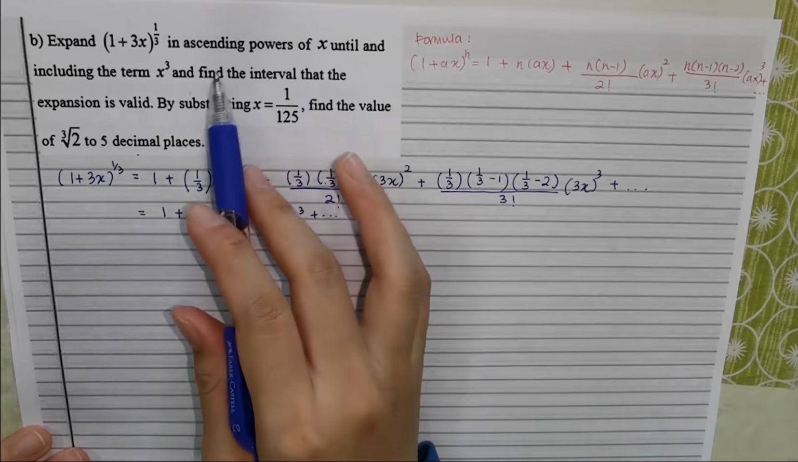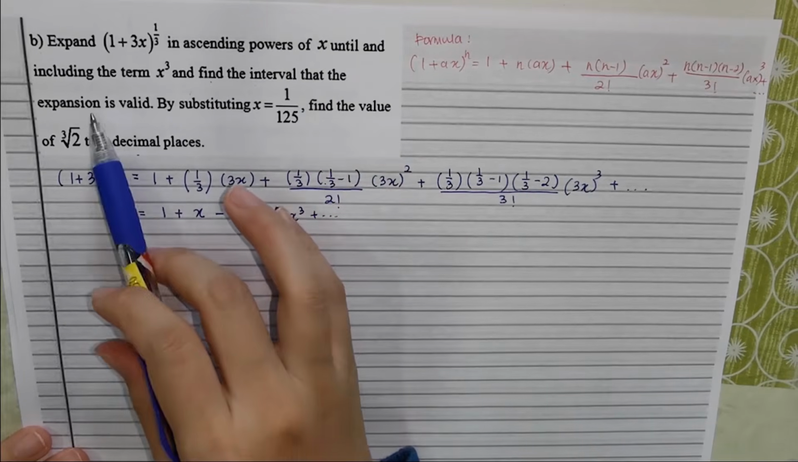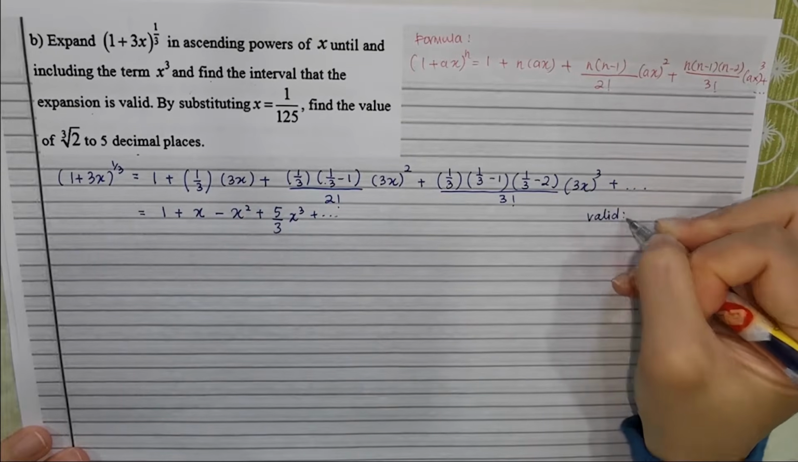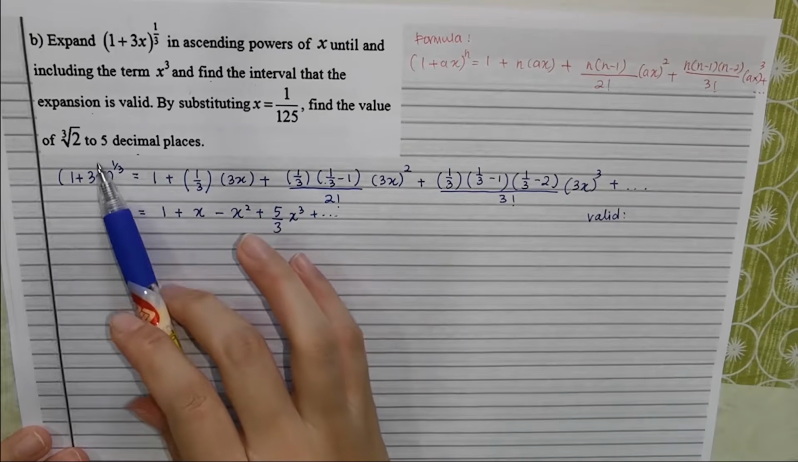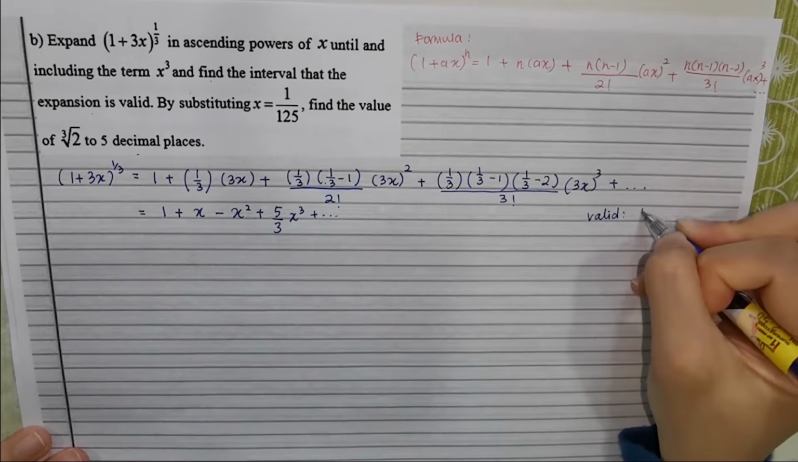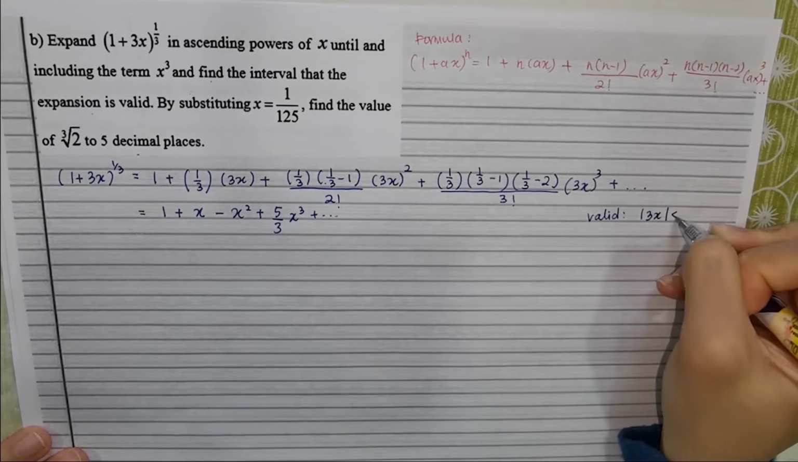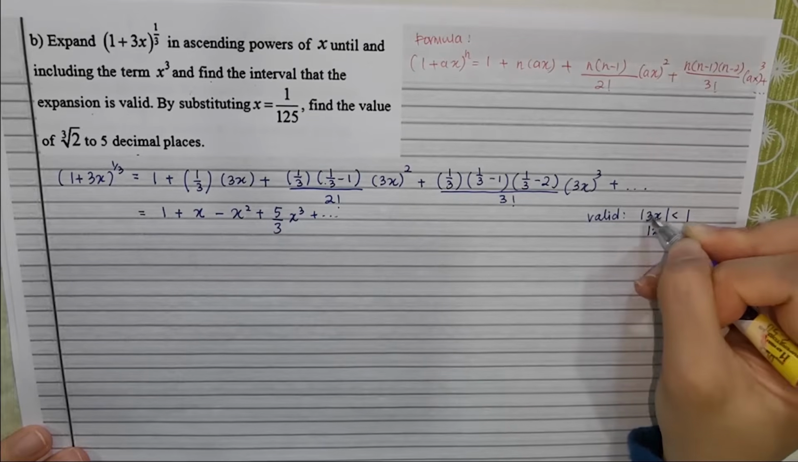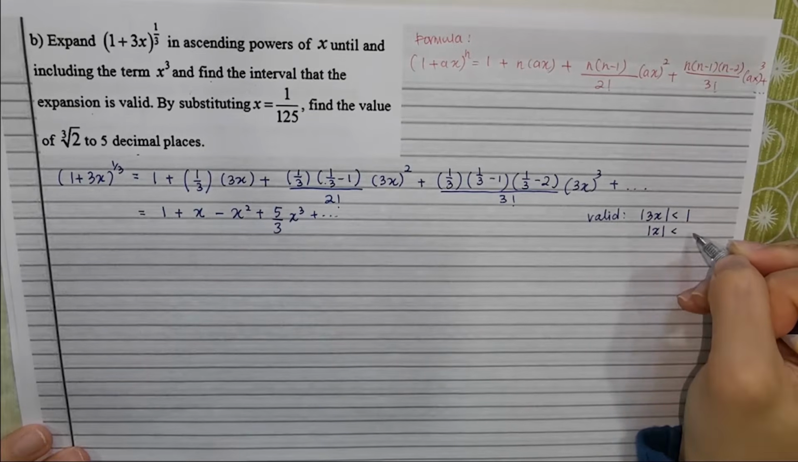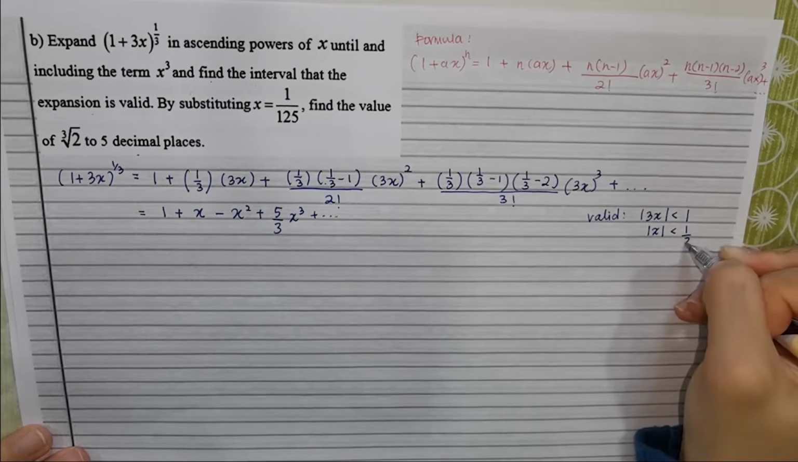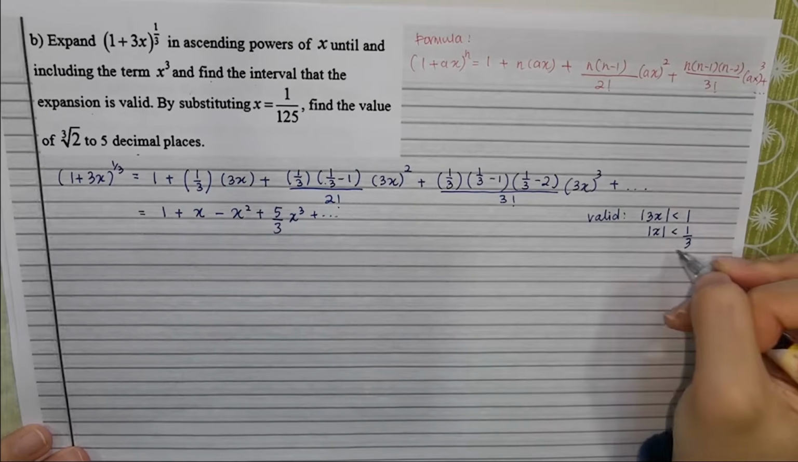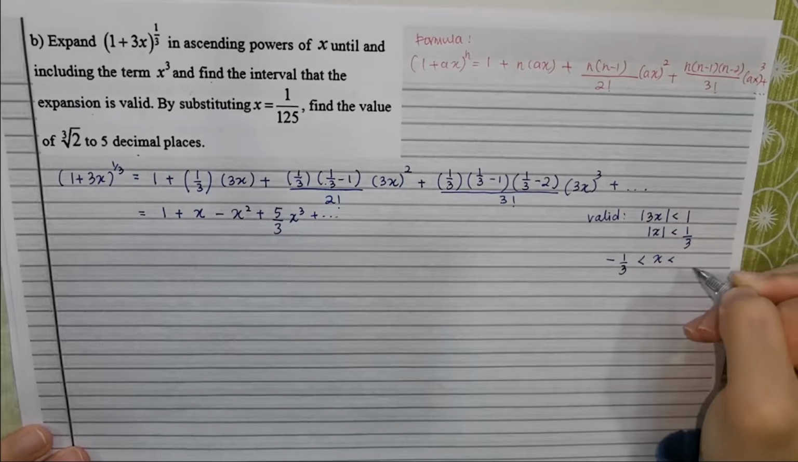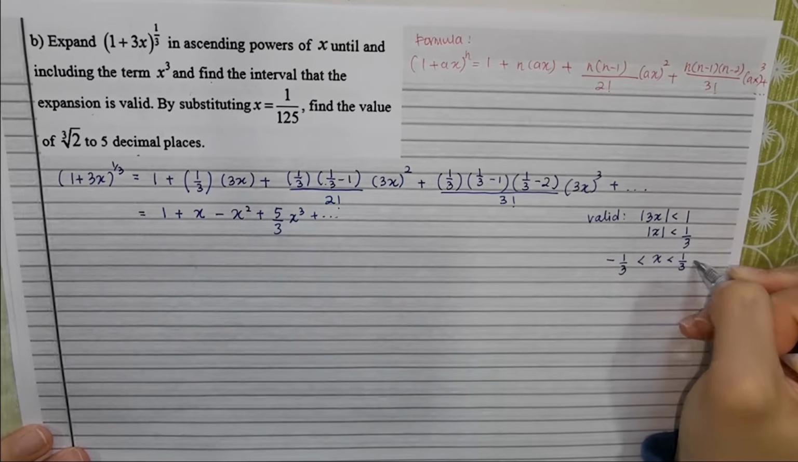And then the second part: find the interval in which the expansion is valid. So we have to look at the validity. This expansion is valid when the modulus of 3x is less than 1. In other words, we divide by 3, so modulus of x is less than 1/3. So x must always be between negative 1/3 and 1/3.